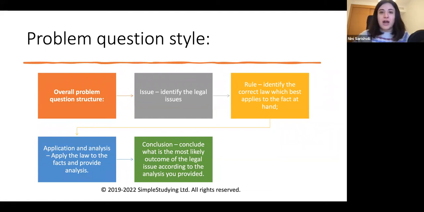Finally, the conclusion part is where you sum up your analysis and you conclude what would be the most likely outcome of the legal issues that you have just discussed and conclude if this case would succeed.